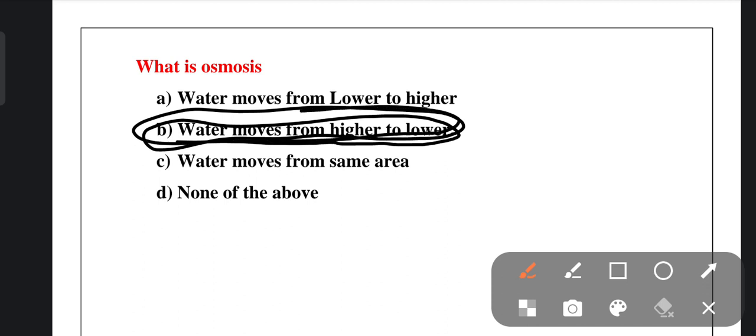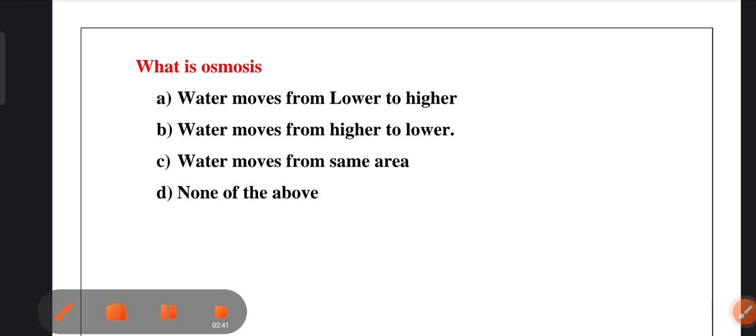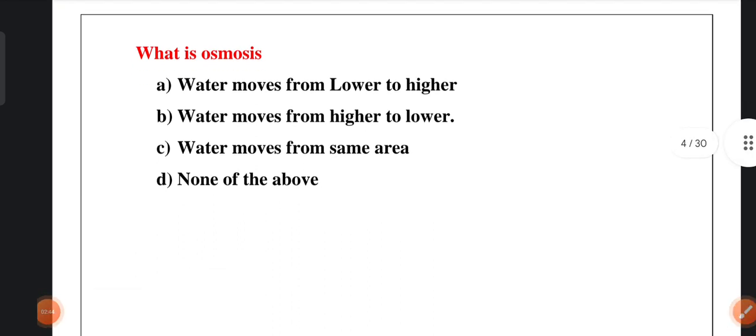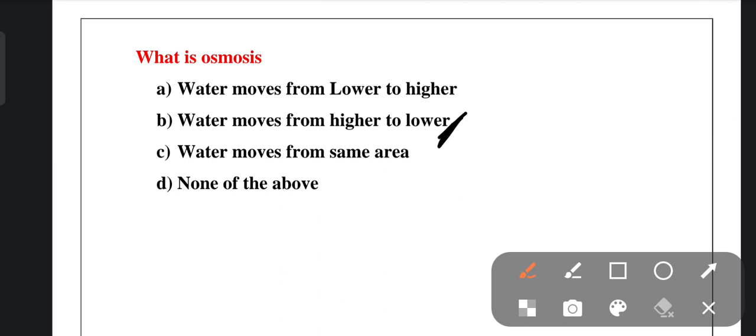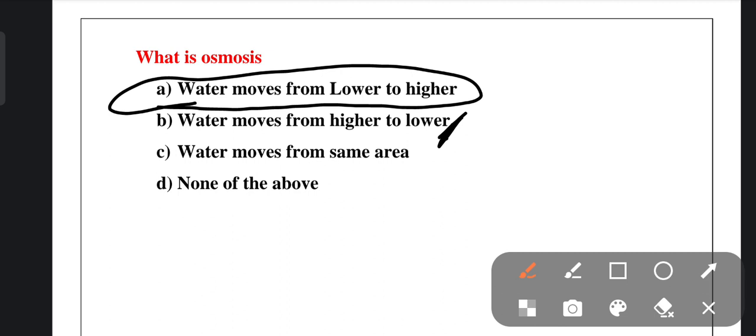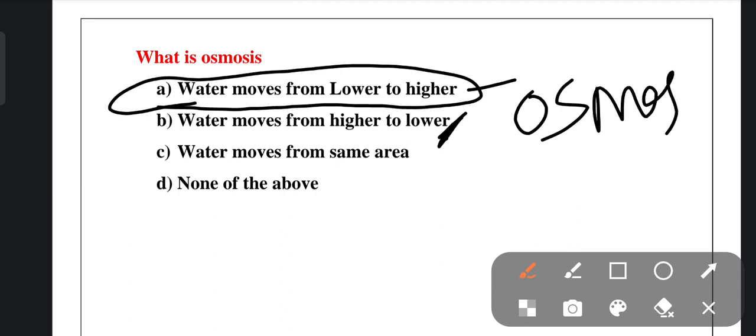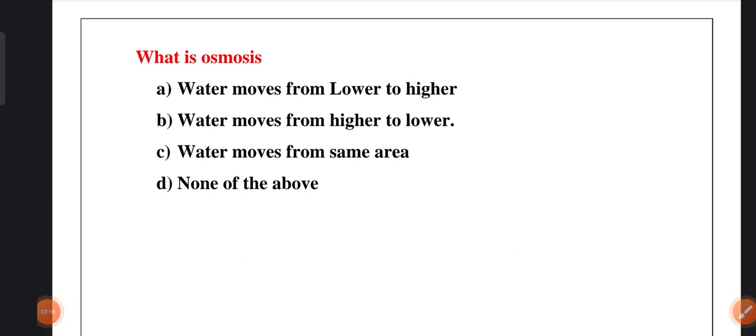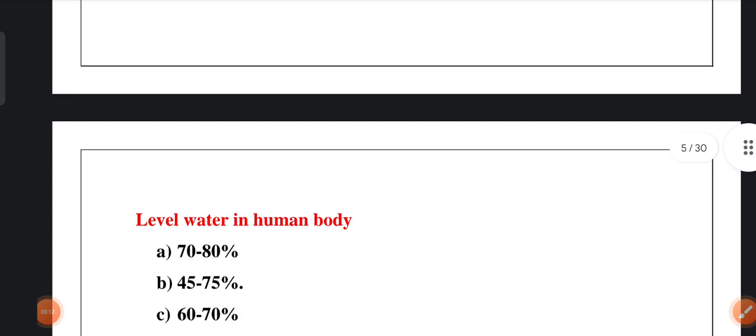Is it right? No. Osmosis is nothing but a water molecule which moves from lower concentration to higher concentration, that is osmosis. Osmosis is the water molecule which moves from lower to higher concentration. It is a small mistake here, sorry for that.